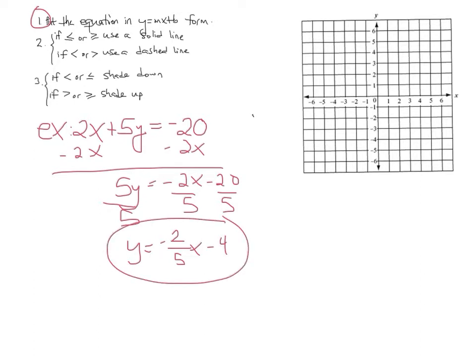So now we're going to graph the line. Y-intercept is negative 4. Slope is down 2 to the right 5, or up 2 and to the left 5.